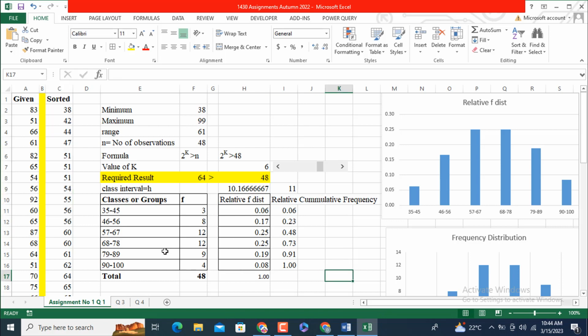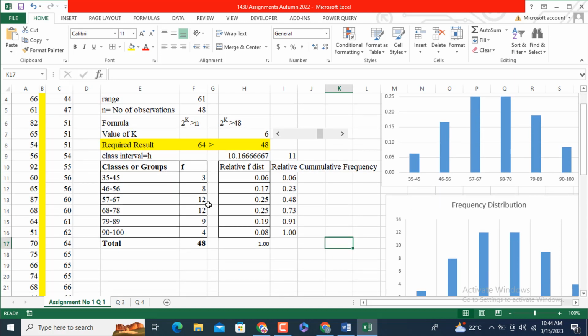Similarly, if you come to the third class, you will find 12 frequency. It means 12 observations lie in this class, 57 to 67. So how will you find this one? There are two collections of 5 tallies and 2 extra lines, which becomes equal to 12. Here we follow the same principle for 9 and 4, and at the end, if you add the frequencies, the total will be equal to the total number of observations, 48. This is called frequency distribution. Here you have constructed the frequency distribution.